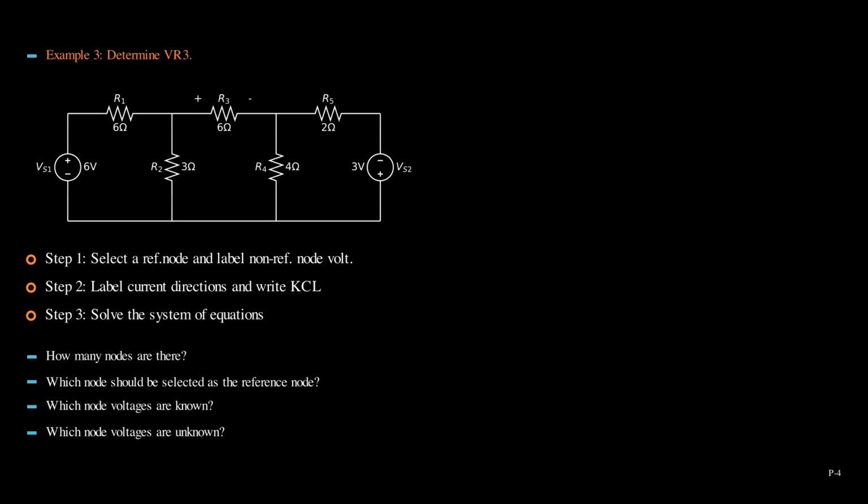We will try 2 different methods to label the current directions. In the first method, we label the current direction based on our best guess. In the second method, we label all currents flowing away from the non-reference nodes. I hope that at this point, you are comfortable with speeding up the circuit solving process.